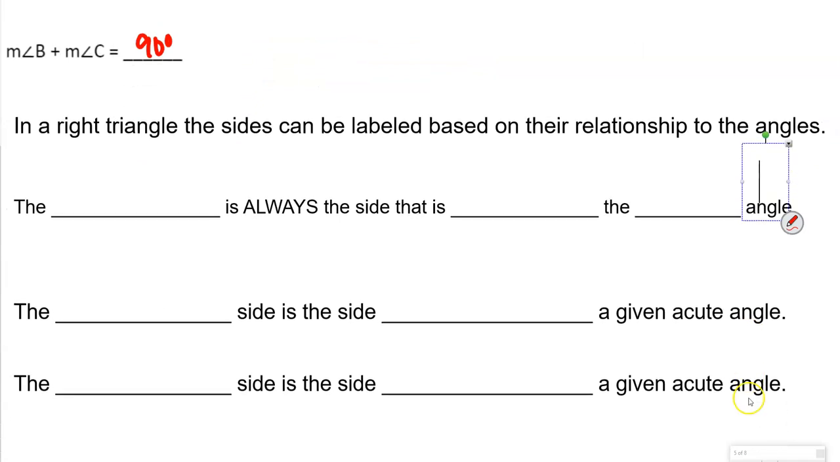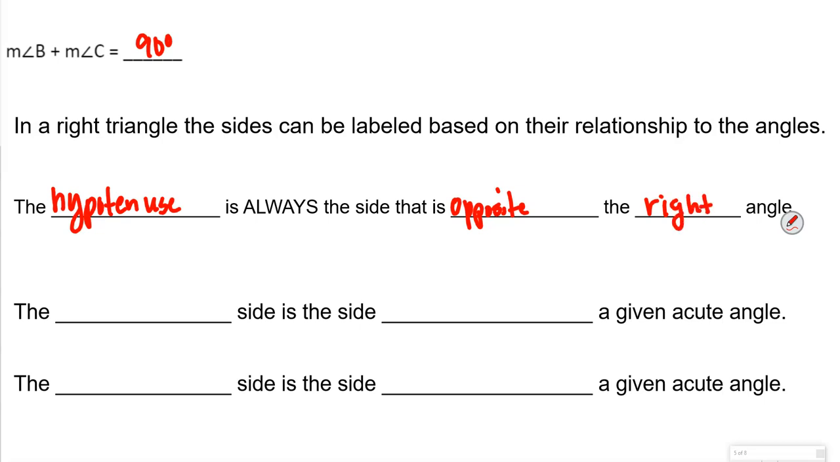So then down here it says, in a right triangle, the sides can be labeled based on their relationship to the angles. So the hypotenuse is always the side that's opposite, and we've said this so many times, y'all, the right angle, right? Okay? Then the opposite side, and this is what we're going to talk about, opposite and adjacent sides. Okay, so the opposite side is the side opposite the given acute angle, okay?